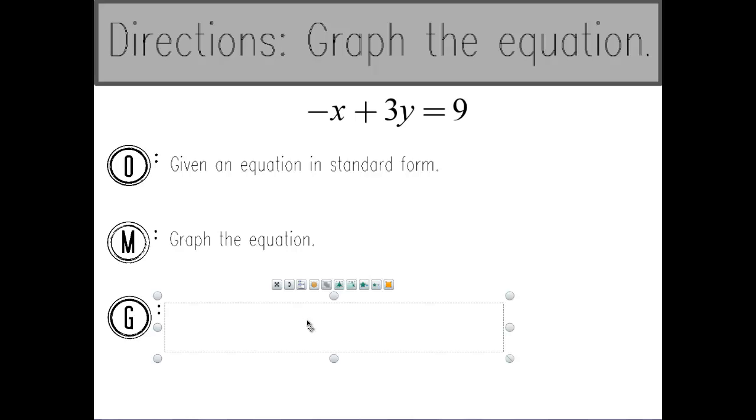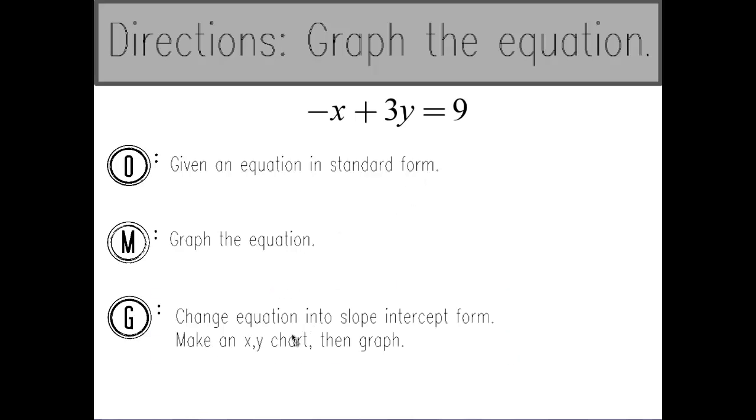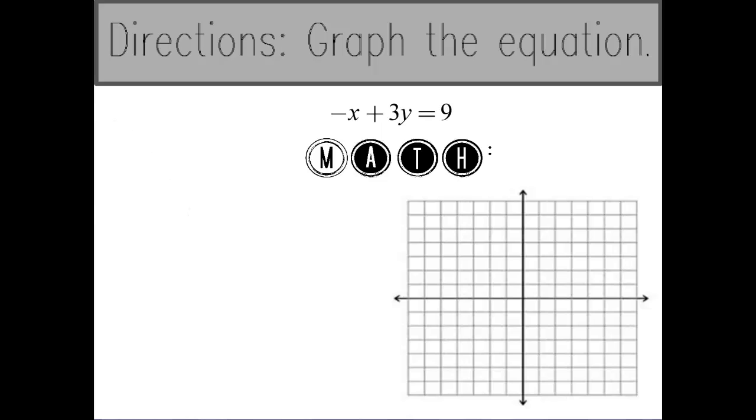Our game plan is going to be to change the equation into slope-intercept form and then make an XY chart and graph. The first thing we're going to do is change our equation into slope-intercept form. Slope-intercept form is the easiest way to graph these kinds of equations, so that's why we're going to be converting it. We take -x + 3y = 9, and we isolate y because slope-intercept form is y = mx + b.